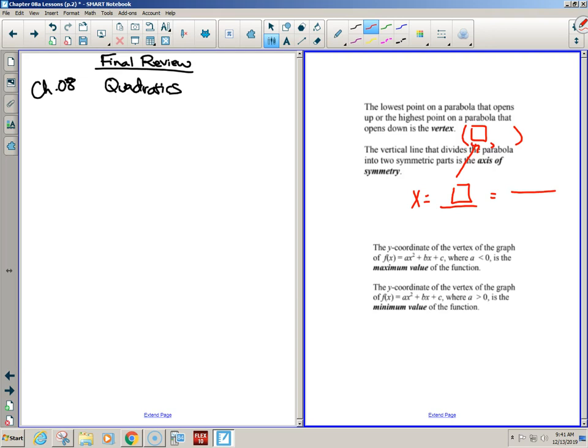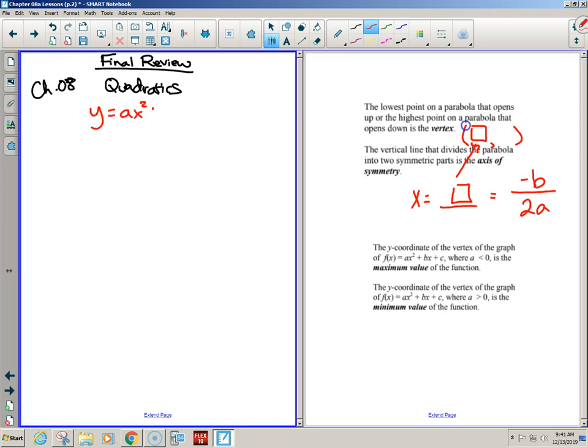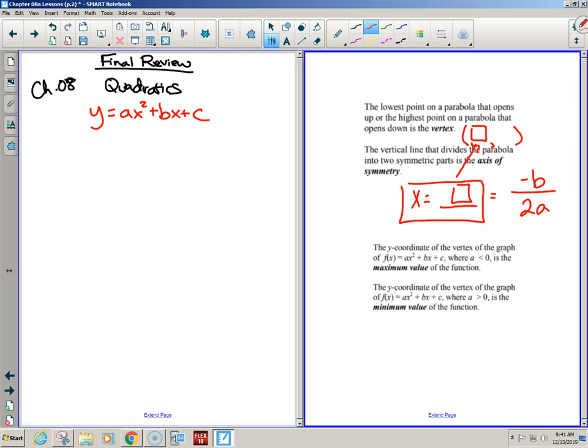Negative b all over 2a. And where does that come from? That comes from a basic quadratic where I can write a times x squared plus bx plus c. So if I plug in and I simplify, my axis of symmetry right there is just x equals. That's it. My vertex says take that x. Oh, what did you guys have to do on the quiz to finish the vertex? Once you have x, how do you find y though?